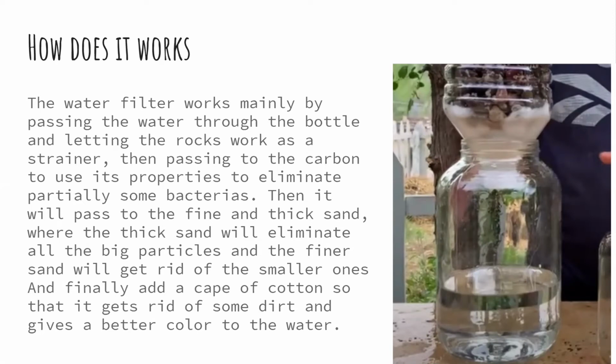Then it will pass through two layers of sand: the thick one that helps to retain the big particles of dirt, and the thin sand that contains the little particles of dirt. Then at the end of the filter we have a layer made of cotton. The cotton mainly helps to get rid of some remaining dirt and give a better color to the water so that it could be more pleasing to the eye of the consumer.